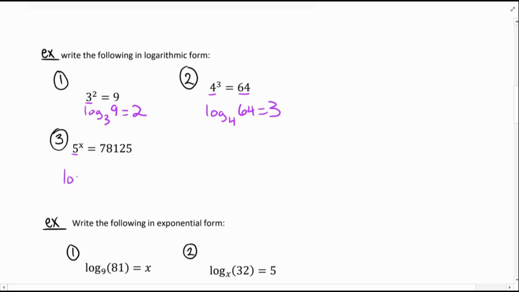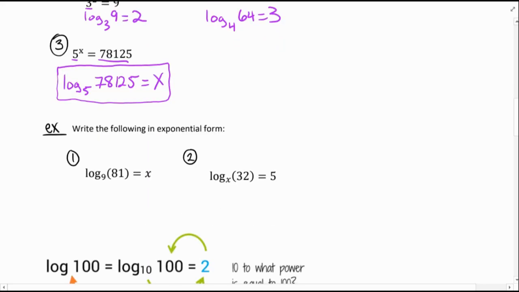Base of 5, answer of 78,125, exponent of x. And hopefully you see here now why logs are helpful, because now we have x by itself here, so we can solve for it just by taking log base 5 of 78,125.